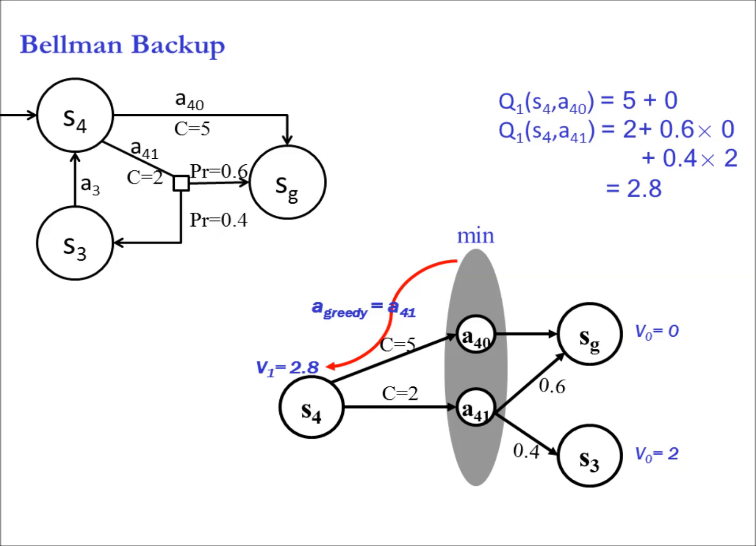But over a period of time, as we do more and more of this, these values will become better and better, and the greedy actions will become better and better. And when it converges, we would have converged to the optimal or very close to optimal value functions and optimal or close to optimal policy.